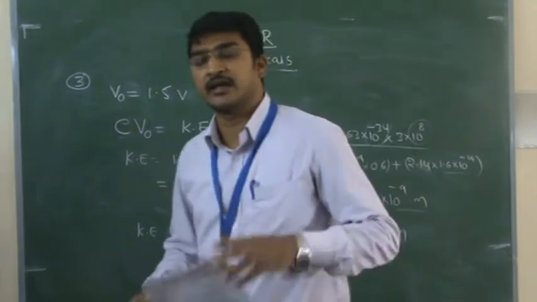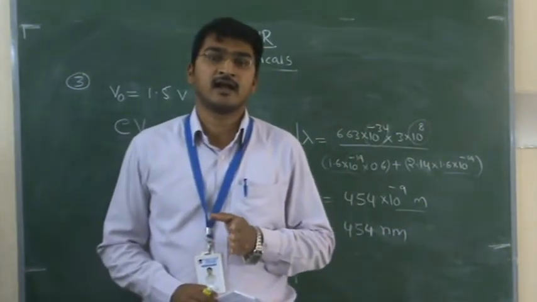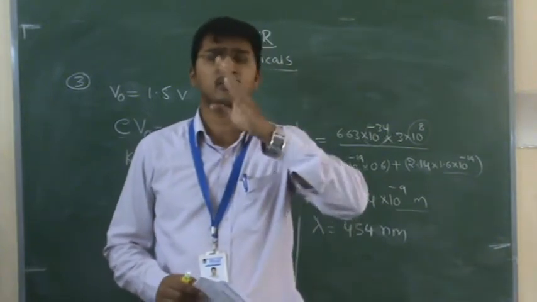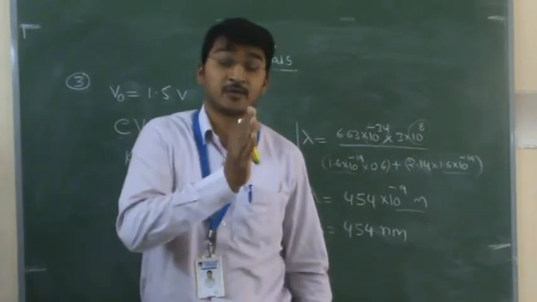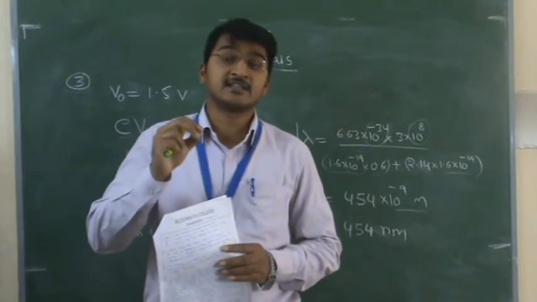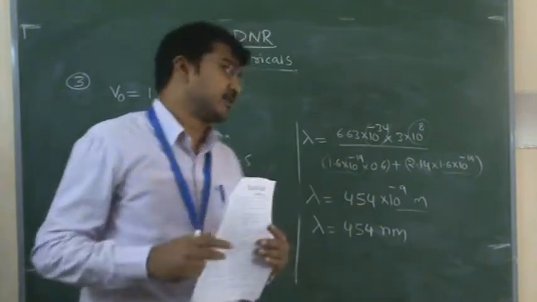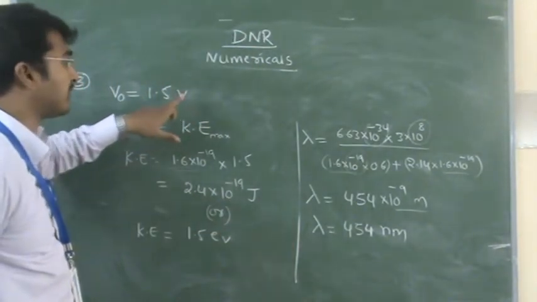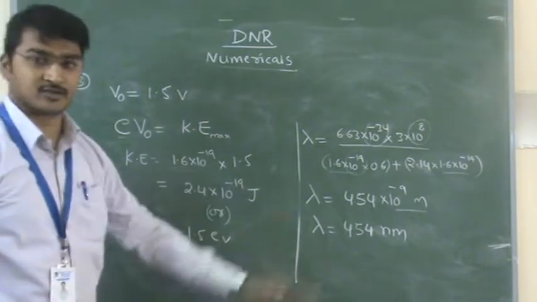Already I said one thing: the stopping potential and the kinetic energy are numerically equal. If you know that X volt is the stopping potential in an experiment, then what is the kinetic energy of the electrons? It's X electron volt. See, what is the stopping potential we have here? Our cutoff voltage is 1.5 volts. What is the kinetic energy? 1.5 electron volts. Got it?